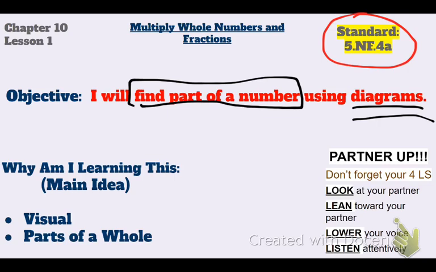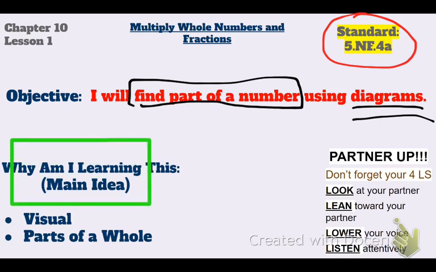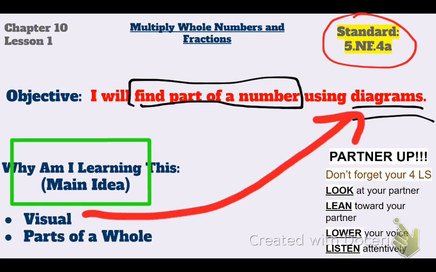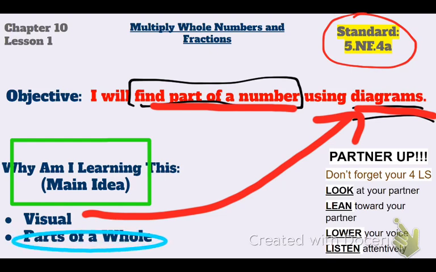Why, Mrs. Wallhite? What's the big idea? Well, it'll help you visually see why the answer is correct. So again, I'm hoping the diagrams today will help you see why part of a number is correct. We'll be looking at parts of a whole. We'll have a whole number and we're taking pieces out of it, and we'll use that visual, that diagram, to understand why we have the correct answer.